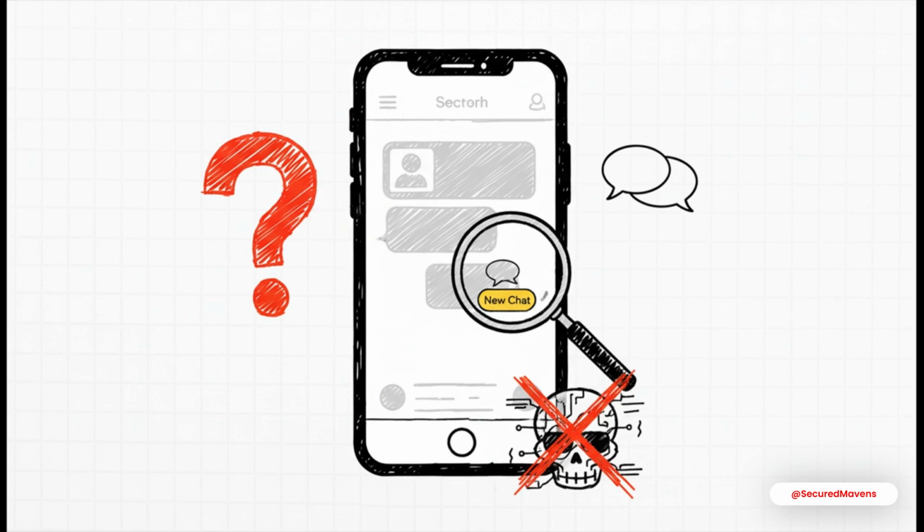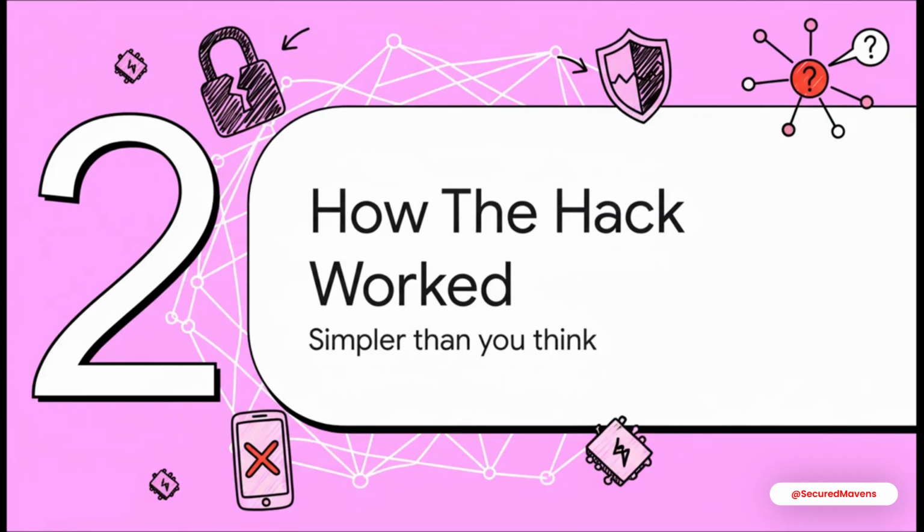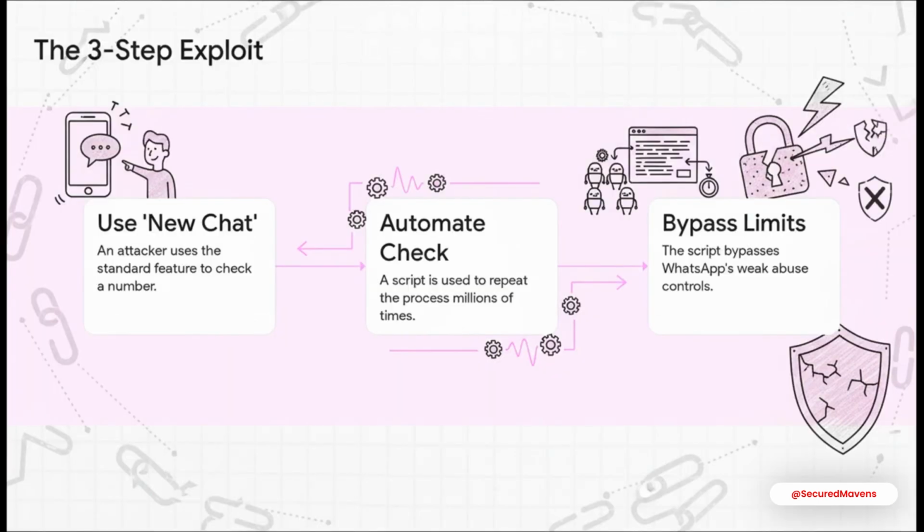It's a perfect example of that classic tug of war, right? Convenience versus security. So you're probably wondering, how did this actually work? You might be picturing some complex, Mission Impossible style hack, but the reality was way, way simpler than you think. It all boiled down to three pretty simple steps. 1, you use the new chat feature. 2, you write a little script to automate that process so you're not doing it by hand. And 3, you just waltz right past WhatsApp's super weak limits that were supposed to stop exactly this kind of thing.